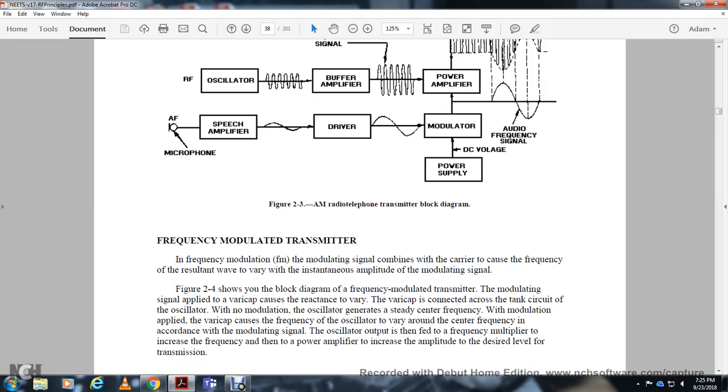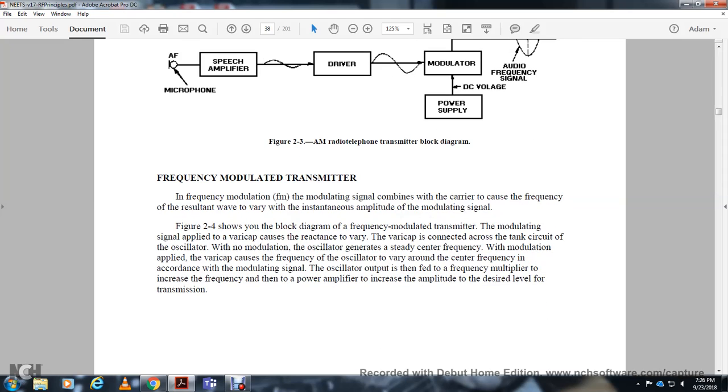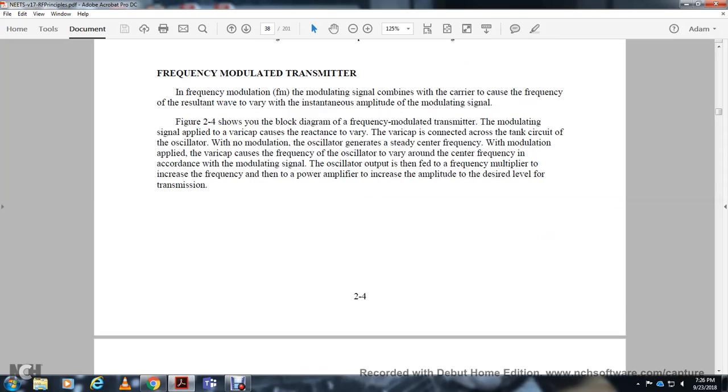Now the frequency modulator transmitter. In the frequency modulating system, a signal is combined with the carrier, with the frequency varying in proportion to the intensity and amplitude of the modulating signal. Figure 2 shows the block diagram of a frequency modulator transmitter, with the modulating signal applied to the varying capacitor so that its reactance varies. The varying capacitor is connected with the coil of the tank circuit of the oscillator, which generates the steady current at the central frequency. With the modulation applied to the varying capacitor, the oscillator frequency varies around the central frequency according to the modulating signal. The oscillator output feeds the frequency multiplier, which increases the frequency, and then the power amplifier increases the amplitude to the desired level for transmission.